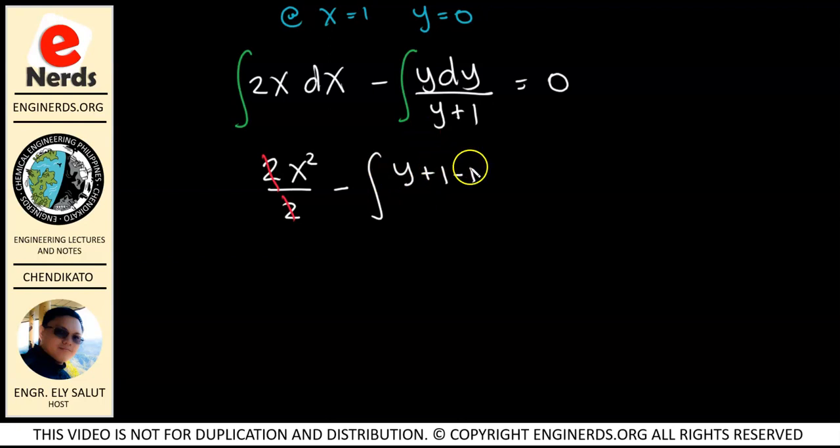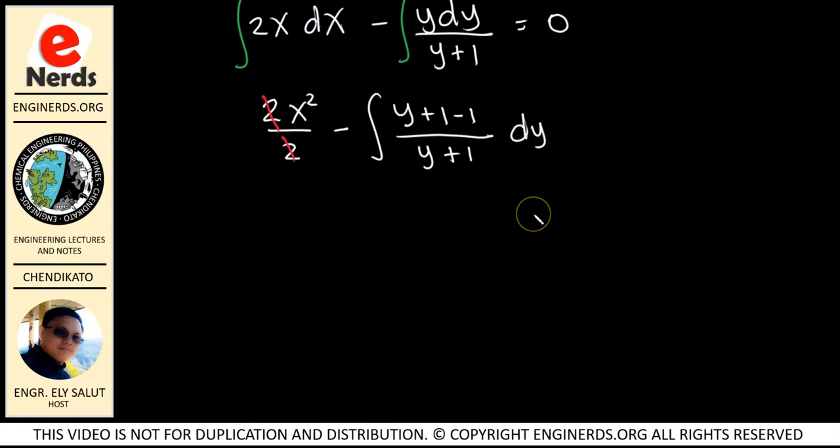It's just the same. The y is still in our numerator. We just introduced plus 1 minus 1. So in our denominator, I will have y plus 1. So this will be dy.